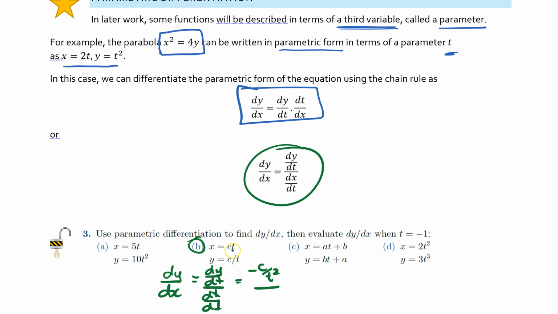Dx dt is just going to be c, and if I simplify that a little bit, this c will cancel out with that one, so I've got minus 1 on t squared. So I'm getting the slope of the curve in terms of this parameter. So when t equals minus 1, slope of the curve, again the slope of the tangent, will be minus 1 on minus 1 all squared, which will work out to be minus 1. So the tangent, for what it's worth, has a slope of minus 1, angle of inclination of 135, all of those things that we already know.